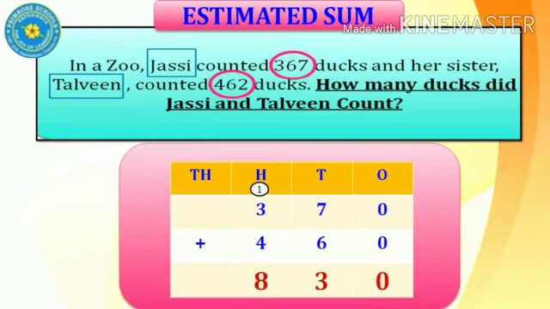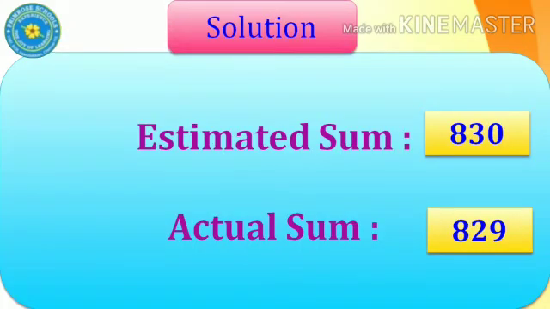Now let us find out the estimated sum. When we round off the number 367, we get 370 and 462 can be rounded off to 460. Now when we add these numbers, what do we get, children? We get 830. This is the estimated sum. Now shall we compare estimated sum and actual sum? So estimated sum is 830, actual sum is 829. Not much difference, right? I hope you understood the problem.